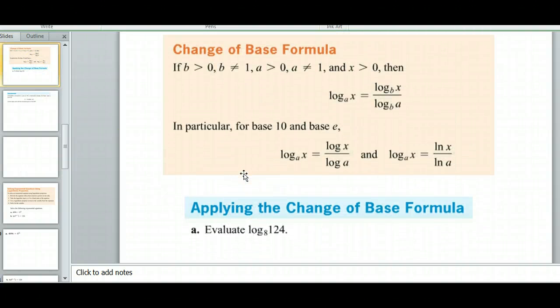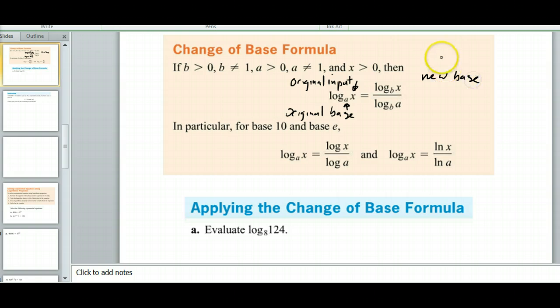Alright, the change of base formula, one of the most important properties of logarithms is we can change the base. So I know this may look all Chinese to you right now, but what this is saying is if we're given a logarithm with any base, a, we can change that to any base we want to using this property. Now look what happens. A was the original base. x was the original input into the original log. And look what happens. B is our new base. And then look what we have up top. The original input, the original base.